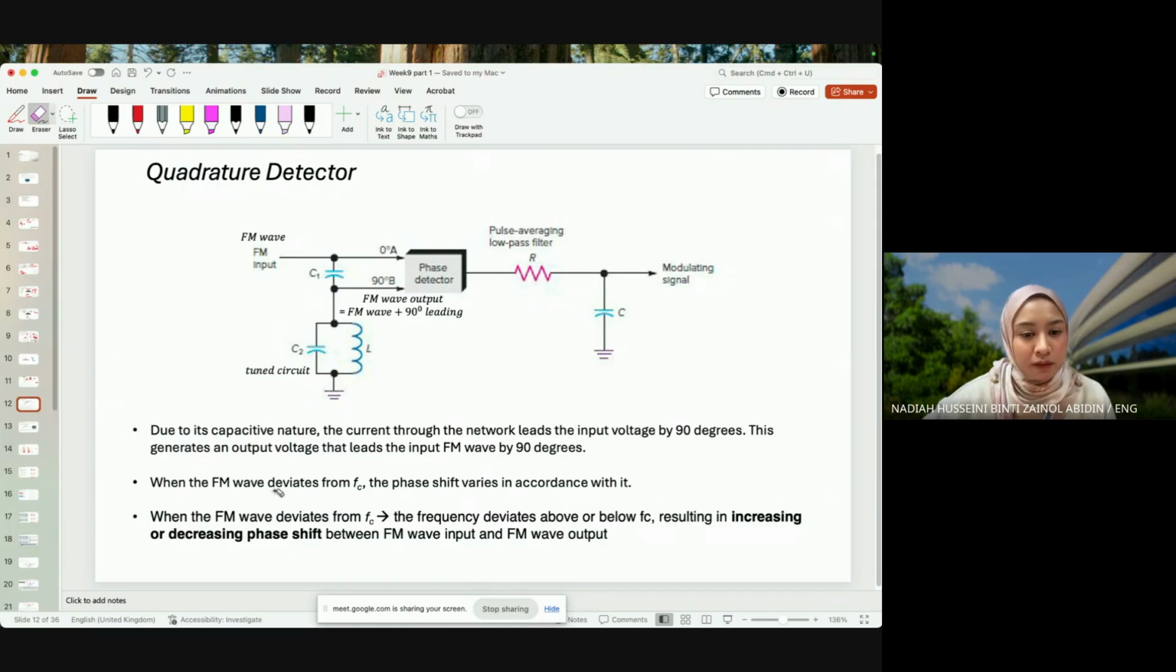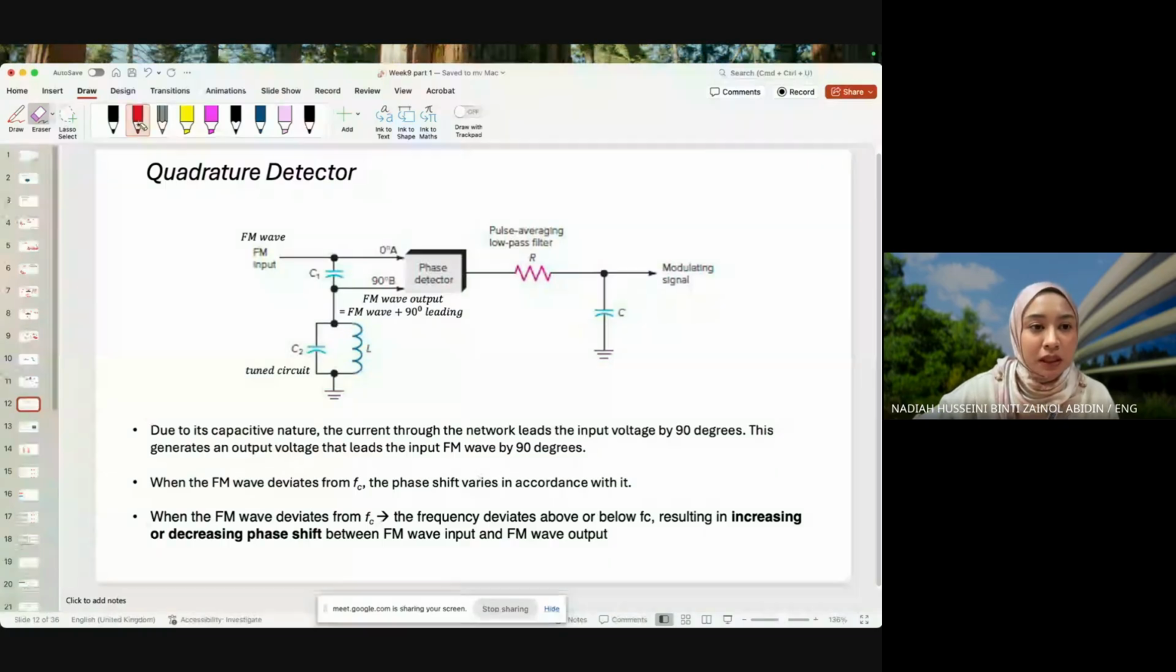So when the FM wave deviates from FC, meaning the frequency is higher than FC or lower than FC, the phase detector does not like this and it will detect the difference. When the FM wave deviates from FC, the frequency deviates above or below FC, resulting in increasing or decreasing phase shift between wave input and FM wave output. So let's see how that looks. I'm going to reiterate myself here.